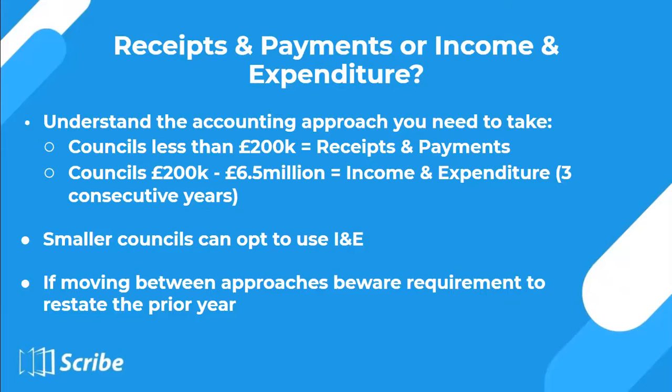This means that if you go over the threshold for just 1 or 2 years, maybe due to a large project, for example, you would not need to move to income and expenditure. Having said that, councils under 200,000 can choose to use income and expenditure accounting if they want to. This is often the case if the clerk of a council has a financial background.